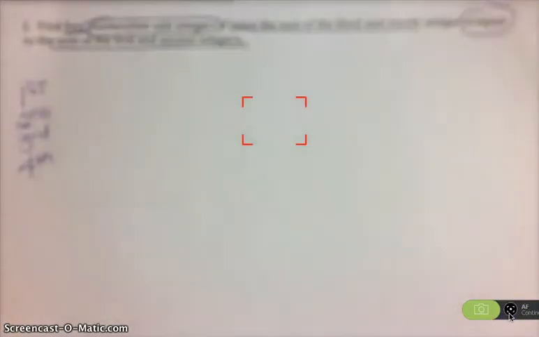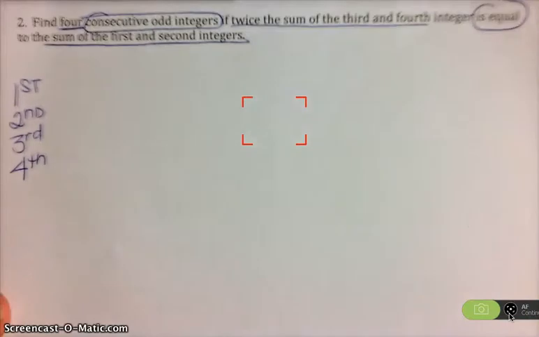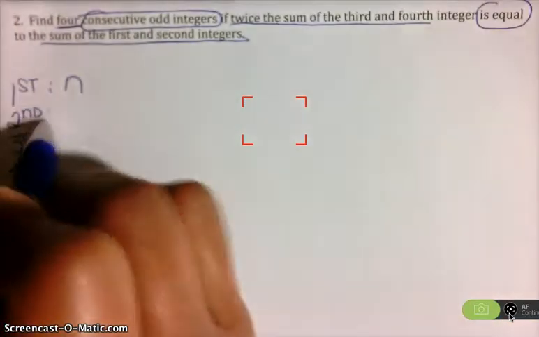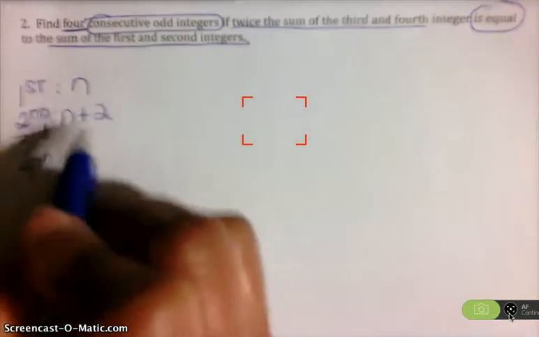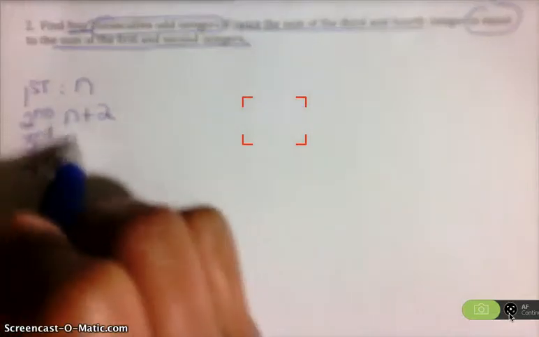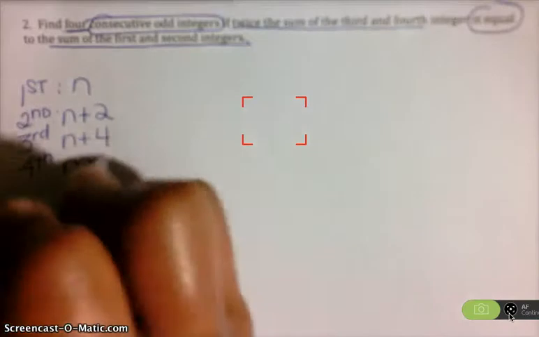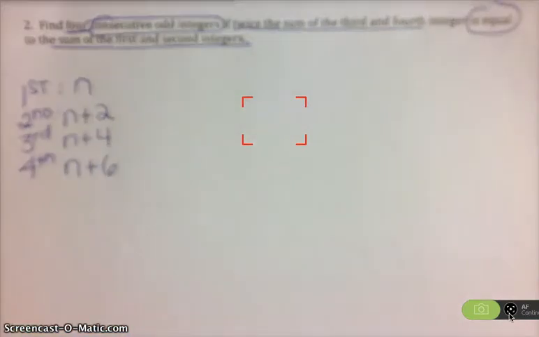So your first one would be n. The second one is n plus 2. Then I have n plus 4. And then the fourth one is n plus 6.